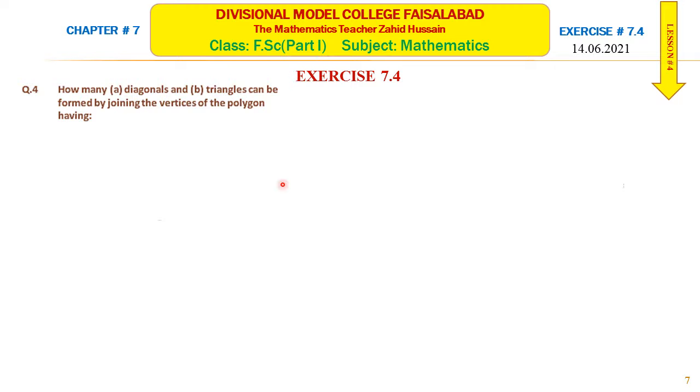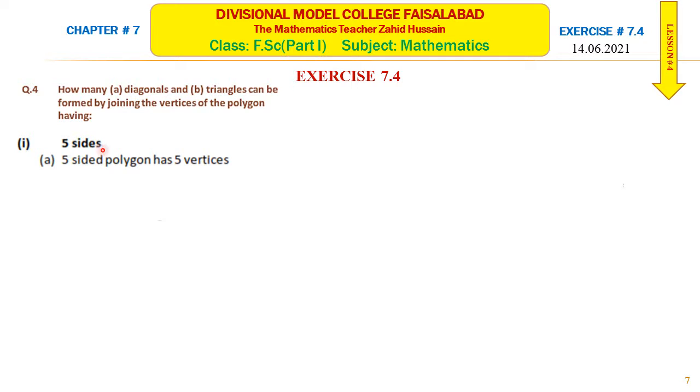Question number 4. How many diagonals and triangles can be formed by joining the vertices of a polygon having 5 sides and 8 sides? We know that polygons are closed figures made up of 3, 4, 5, 6, 7, 8 sides. That is, a triangle is a polygon, a quadrilateral is a polygon, a pentagon is a polygon. You are asked to find the number of diagonals and the number of triangles which we can form from the polygon of 5 sides.